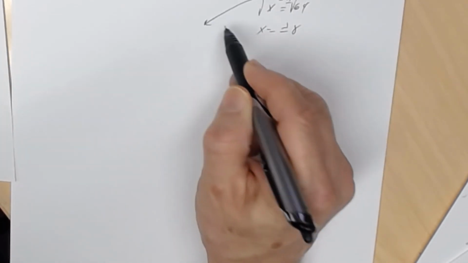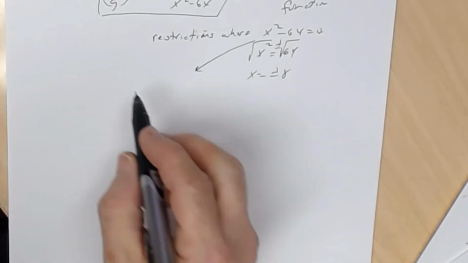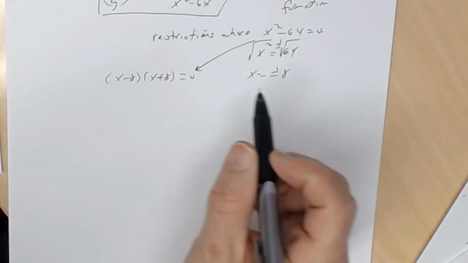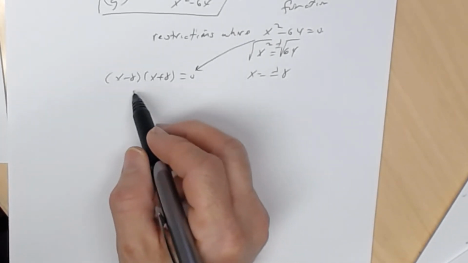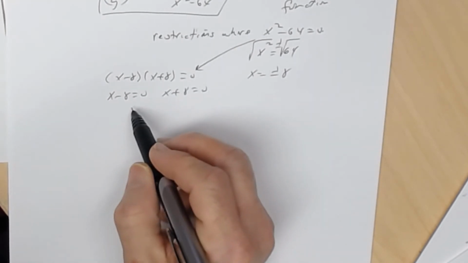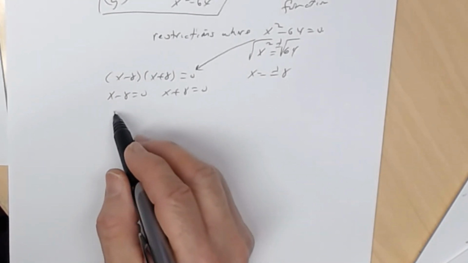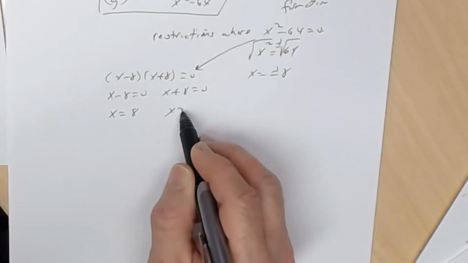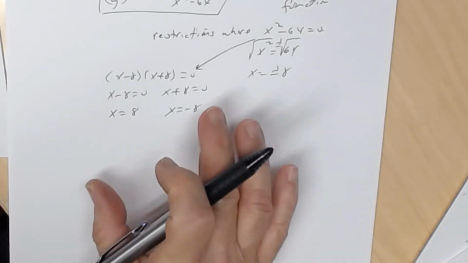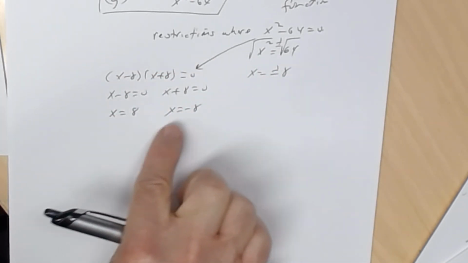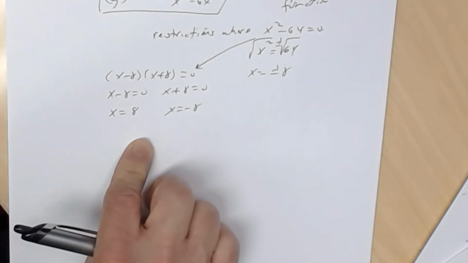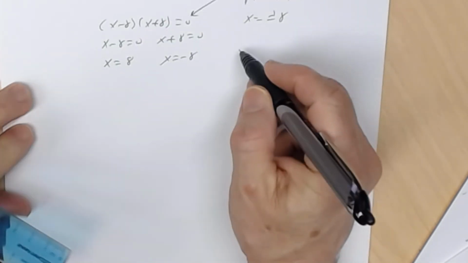Now, if you wanted to factor, you could. You would say x minus 8 times x plus 8 equals 0. And then you would set each factor equal to 0. So you'd say x minus 8 equals 0, x plus 8 equals 0. And then you would solve each linear equation. And you would get x to be 8 and x to be negative 8, just like we had here. So you found your restrictions. So my domain would be all real numbers except 8 and negative 8. That's what you found.